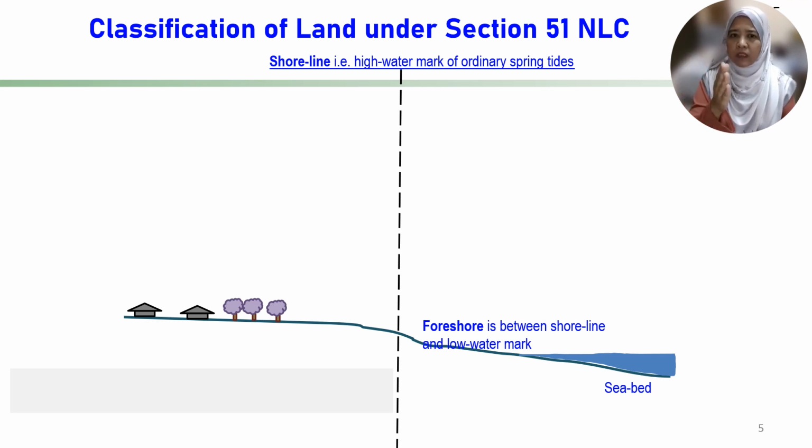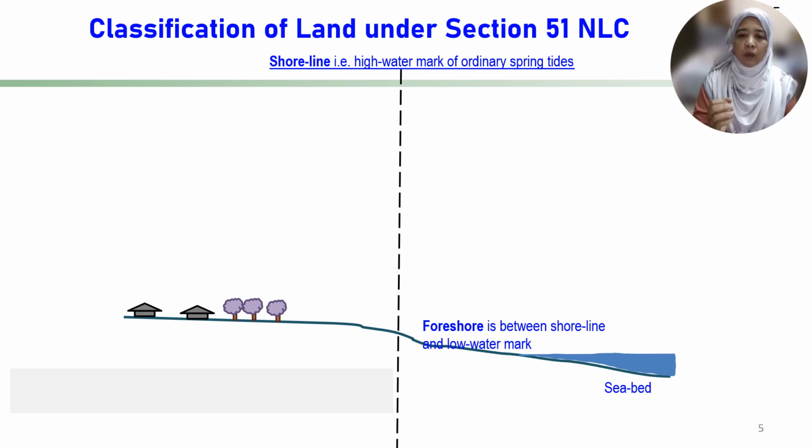Between the high water mark and the low water mark is the foreshore, the pantai. Foreshore, it says there, is between the shoreline and low water mark. So it's between the high water mark and low water mark. Between garisan air pasang and garisan air surut is the foreshore, the pantai. Seabed is the area below the low water mark. Seabed itu maknanya dah laut lah tu. That is the seabed, dasar laut.